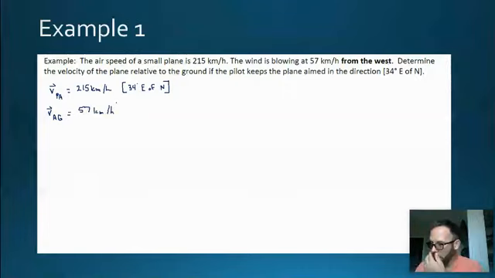And we'll be careful with the direction here. It's from the west, which means it's blowing perfectly east. And we're asked to find the velocity of the plane relative to the ground. That's what we're trying to find. So we have a two-dimensional kind of vector problem. We have two methods to do it.